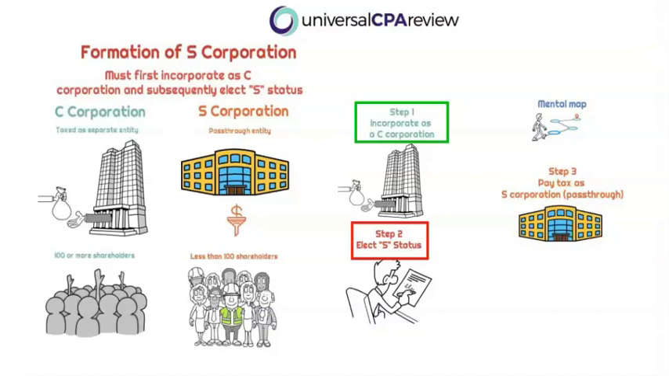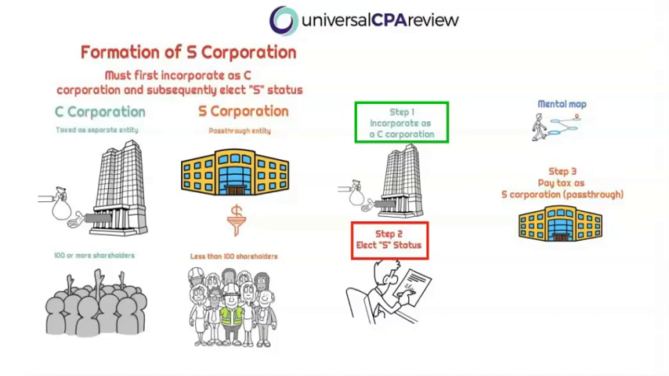Let's convert into an S corporation. Or it could be 5 minutes later after the corporation first incorporated as a C corporation, and then they immediately decide they want to be an S corporation. Point being is that the corporation will always first be a C corporation and then subsequently elect this S status.